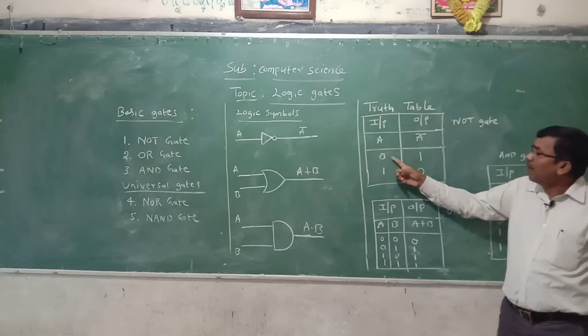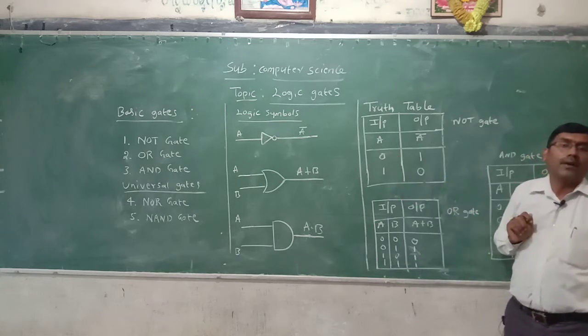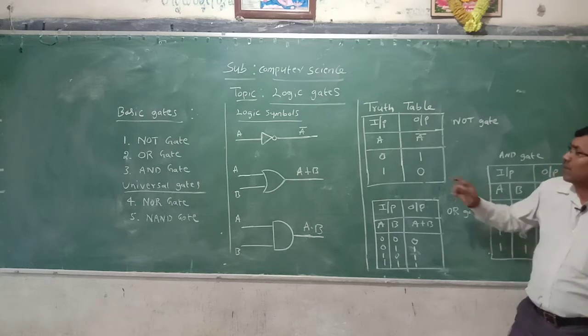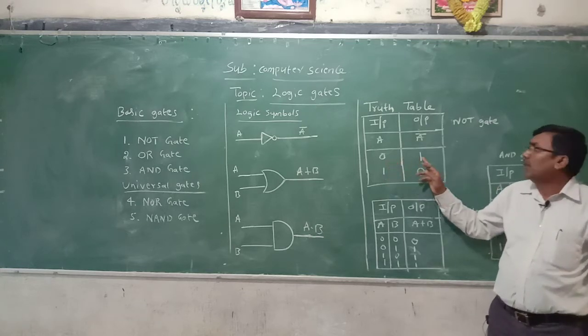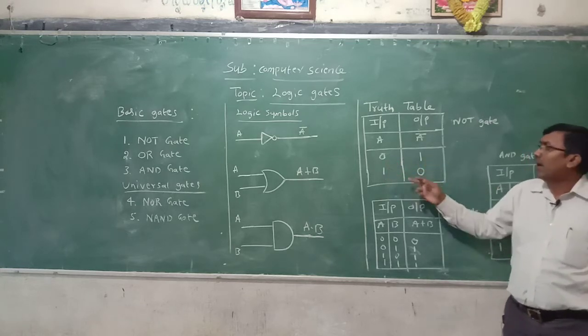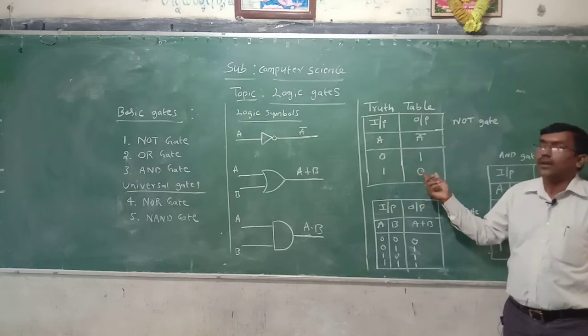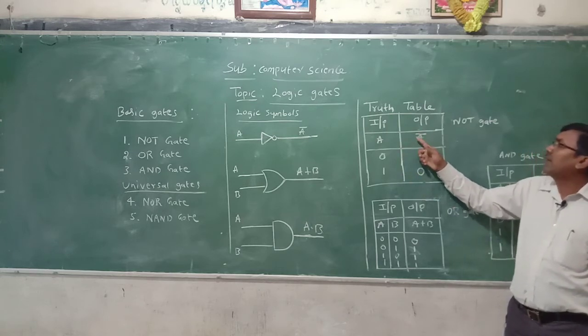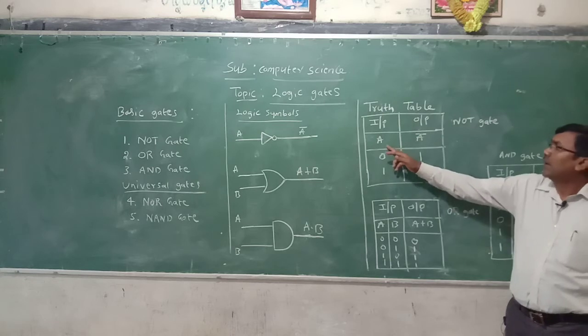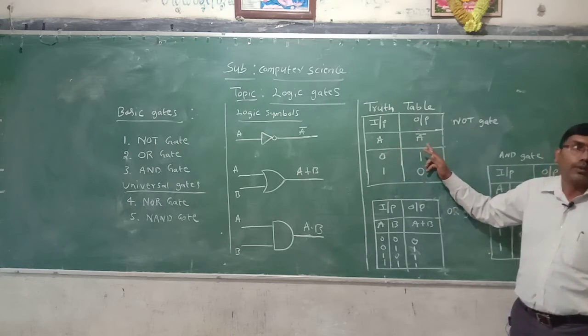Here are the possibilities for the input. If you give 0 it produces 1, and if you give 1 it produces 0. The converse we call A bar. A is the input and A bar is the output.